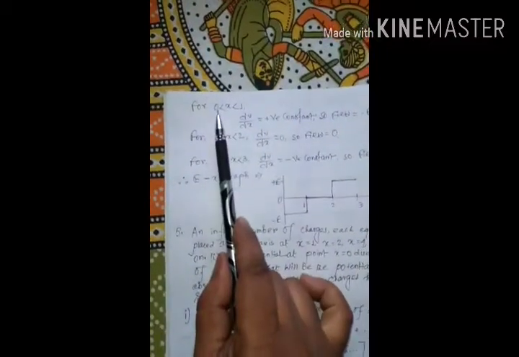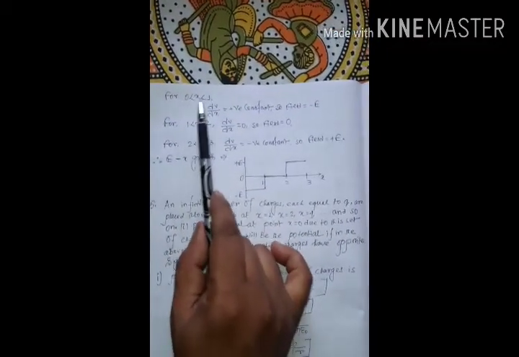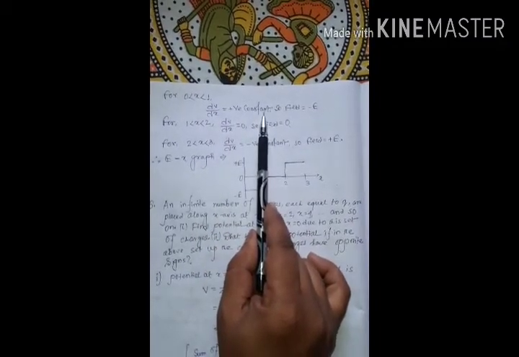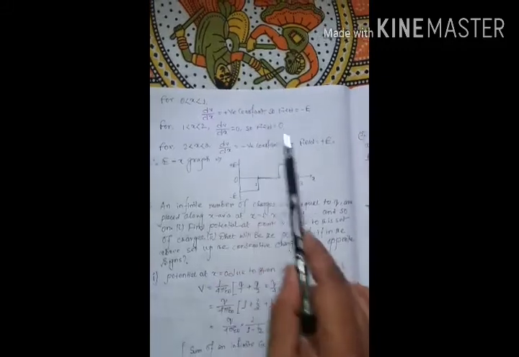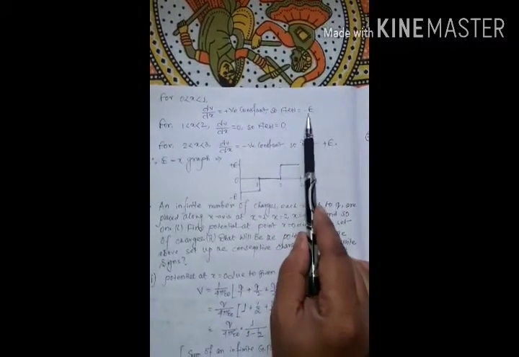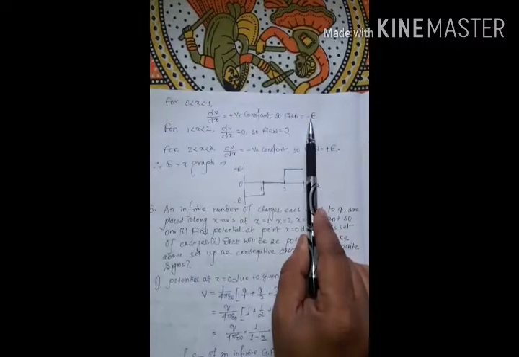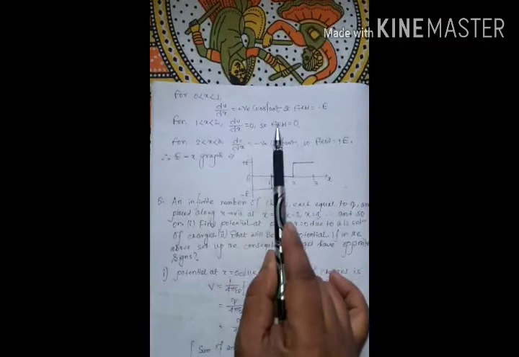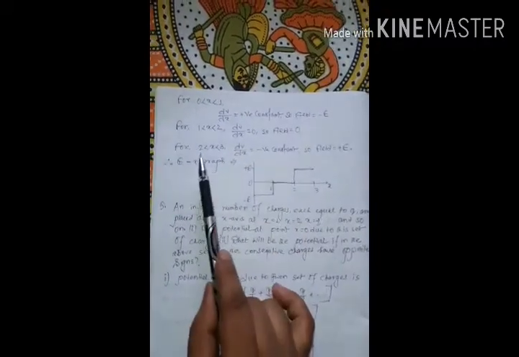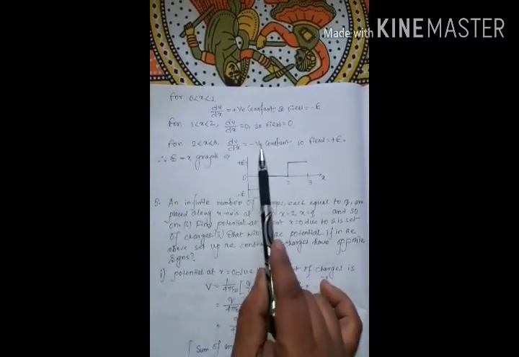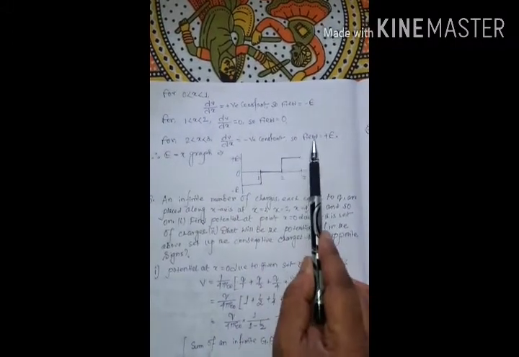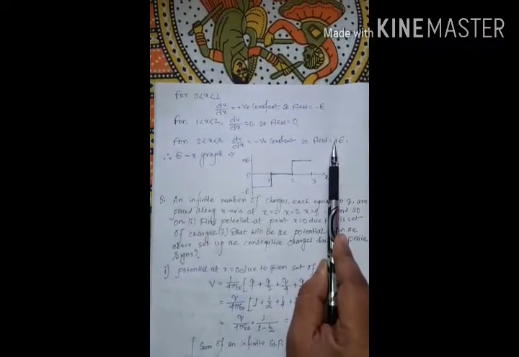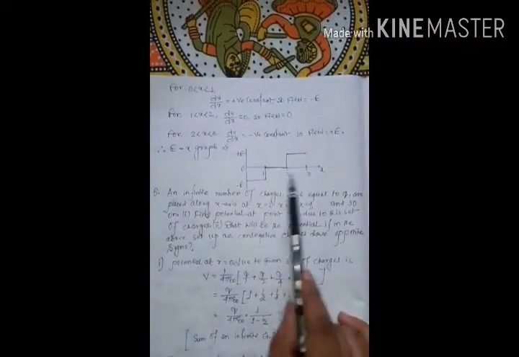Now for the region 0 to 1, dV by dx is negative and constant, as the graph is a straight line. So therefore electric field is negative over here with a constant magnitude. Now for the region 1 to 2, dV by dx is 0, so the electric field is also 0. And for the region 2 to 3, dV by dx is negative with constant magnitude, so the electric field is positive with constant magnitude.